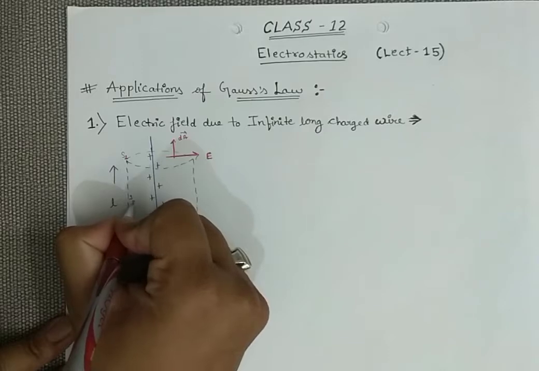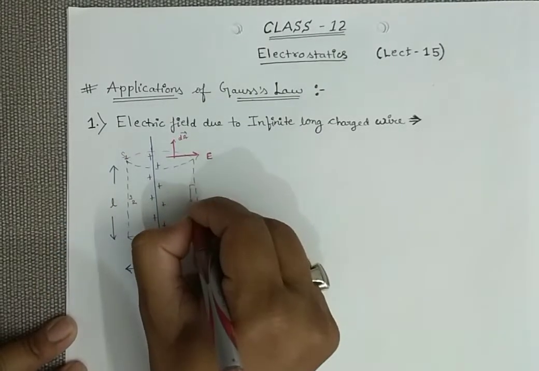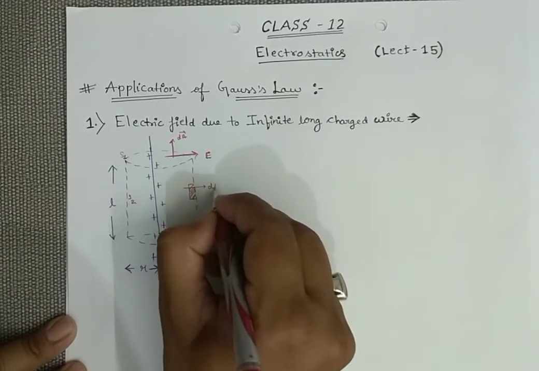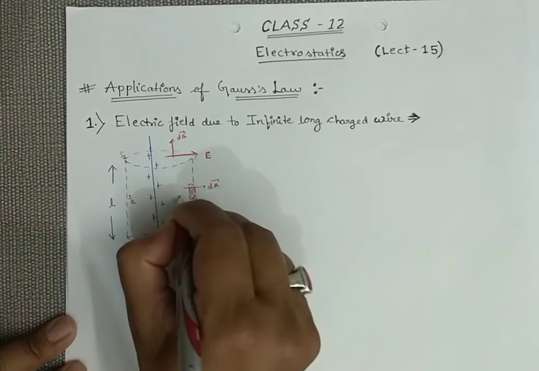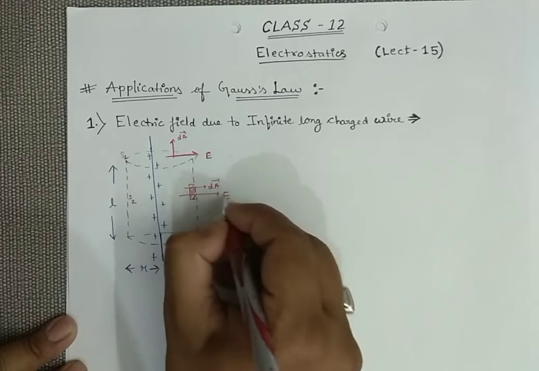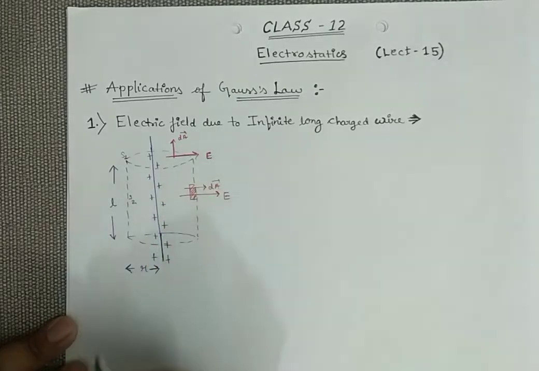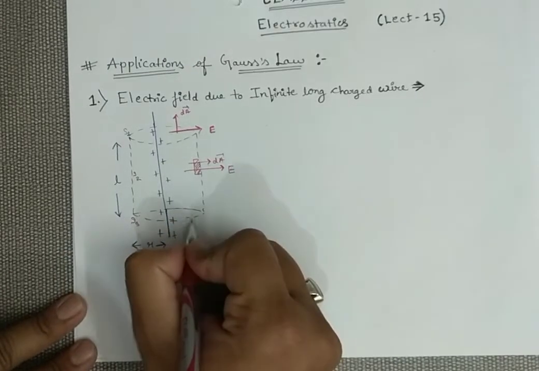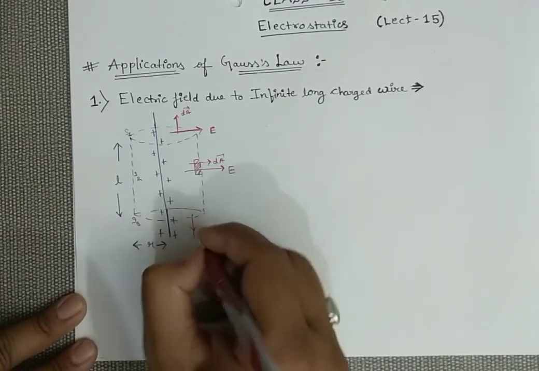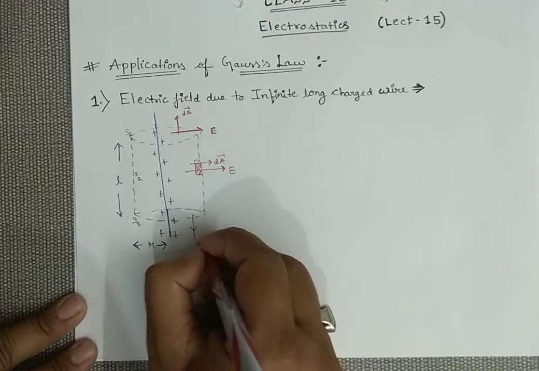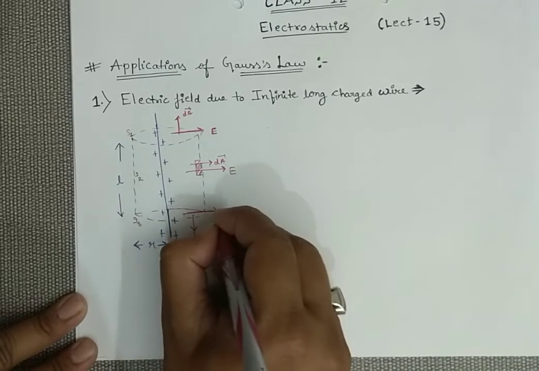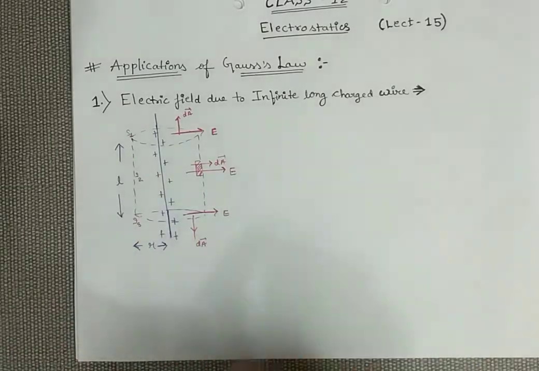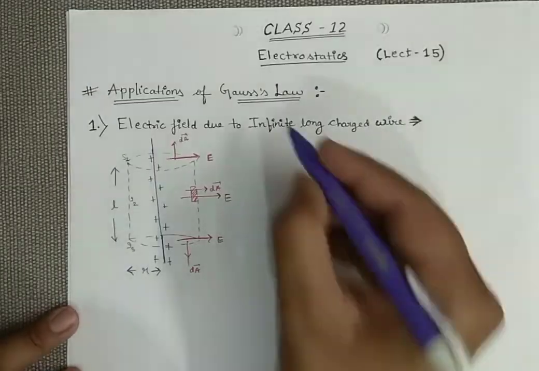Suppose this is the second surface S2, the curved surface, and take a small segment of the surface. The area vector is perpendicular and outward, and the electric field is also coming in the outward direction. Both are in the same direction, so this is 0 degrees. If we talk about the third surface S3, the area vector will be perpendicular and outward, and the electric field will be in this direction. So again both are perpendicular. I have taken the 3 parts now.